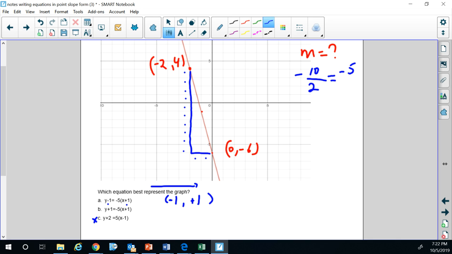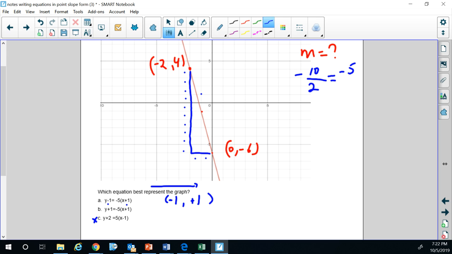So let's see if that point is on the line. I go across 1 in the negative direction, and I go up 1. That puts me right here. So that point is not on the line.